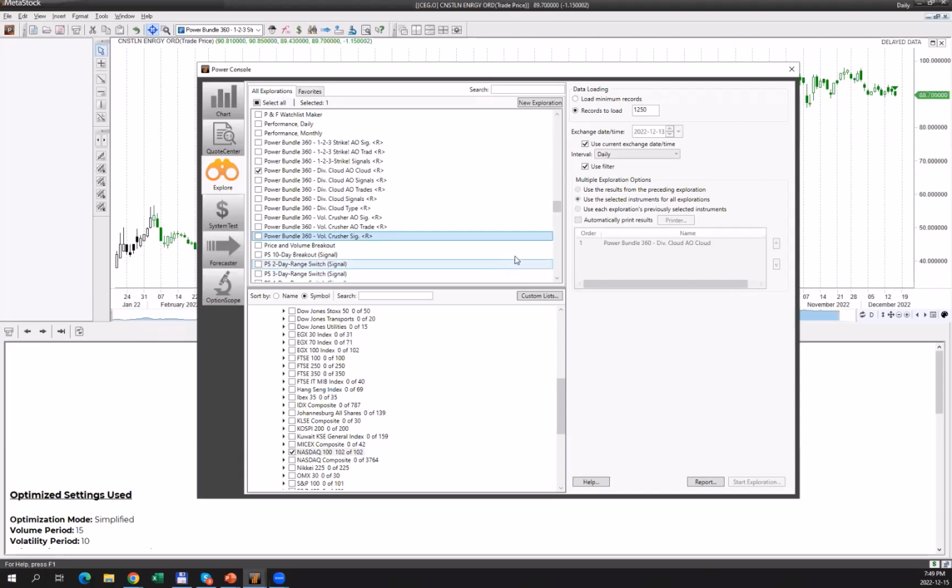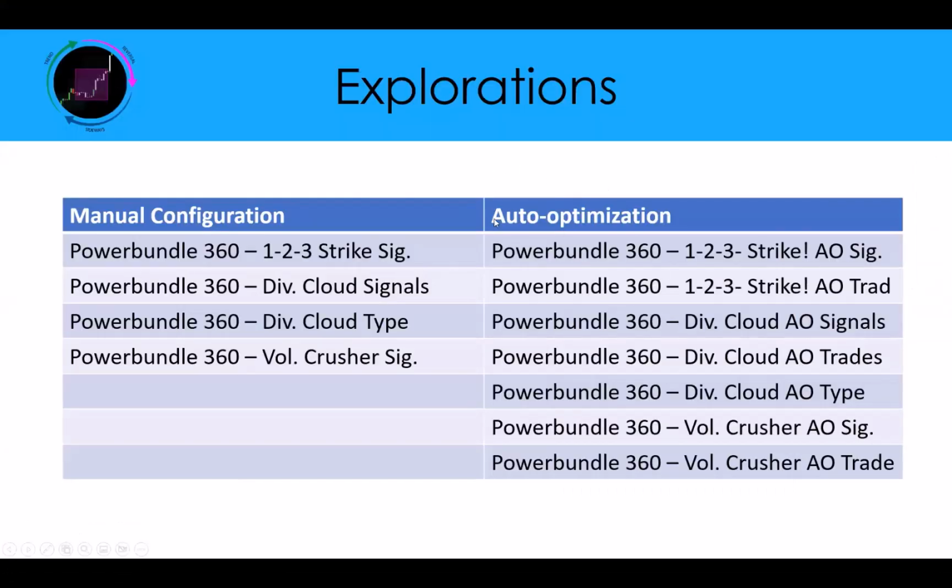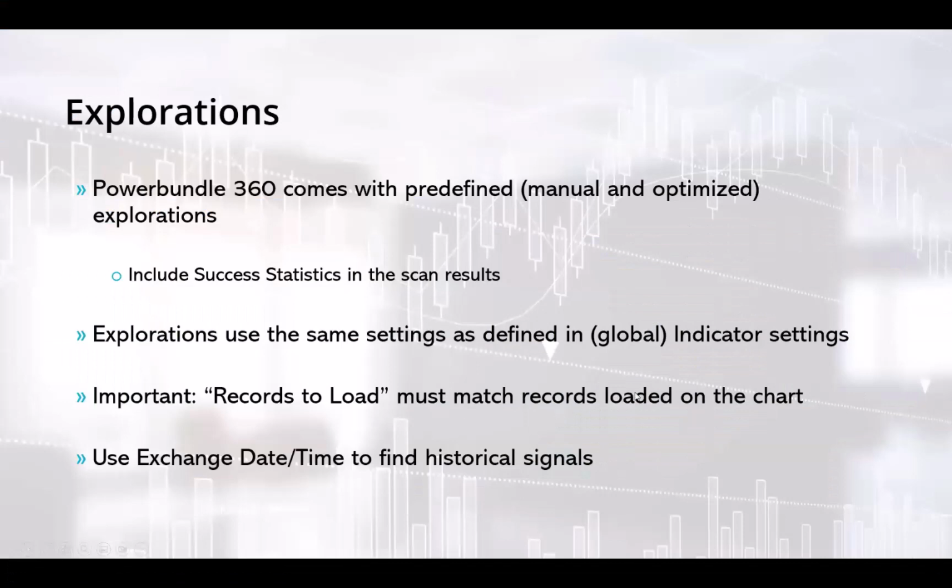All right, so quickly back to the charts, and we're almost there. So these were all the different explorations. A quick reminder, it is so important that you choose a good value for records to load for the scan. It should match the records loaded on the chart, and it should be greater than the optimization look back parameter. So in this case, I used 1,250. I would recommend perhaps that you use the same value to start with.